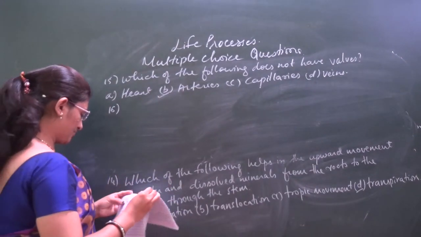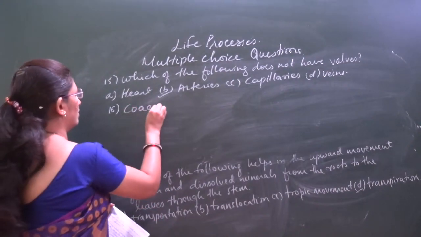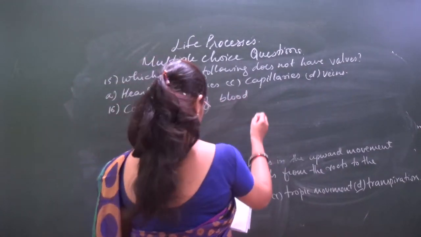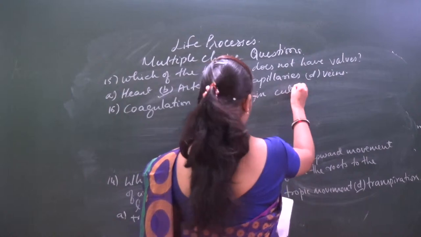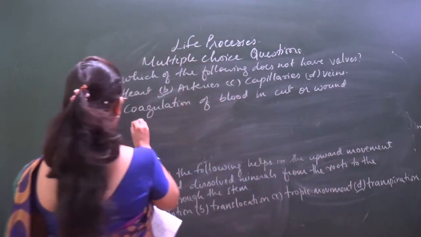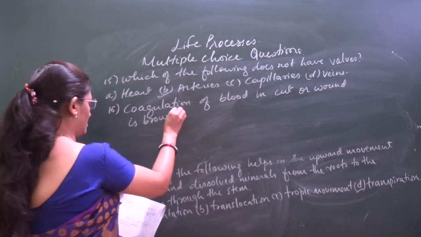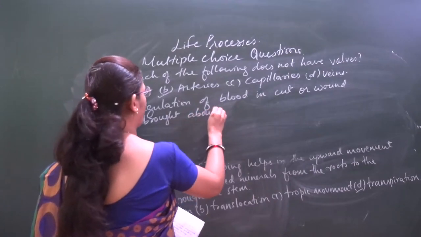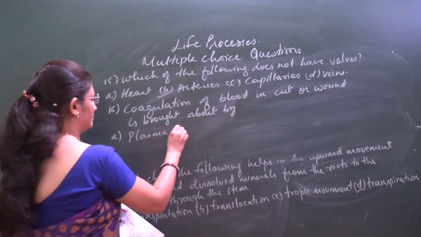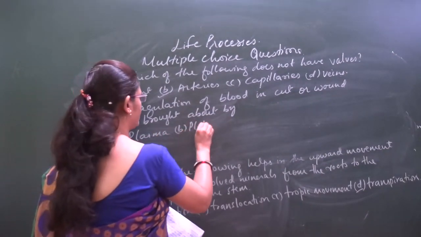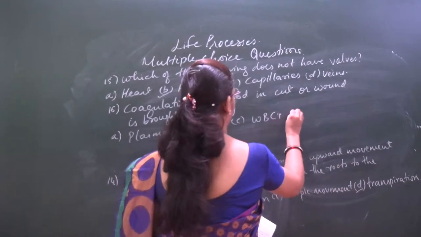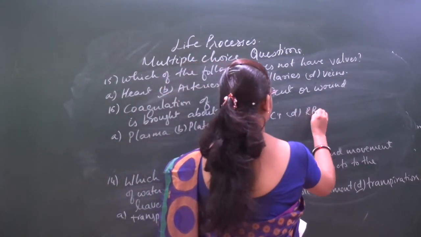The next question we come across, coagulation. Coagulation of blood in a cut or wound is brought about by, the options given are plasma, option B, platelets, option C, white blood cells, and option D, the red blood cells.